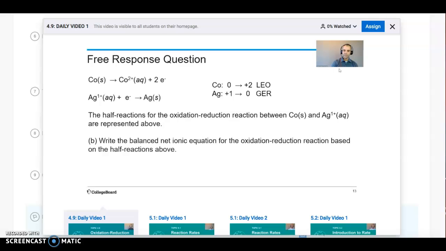Next, I want to write the balanced net ionic equation for the redox reaction. So I'm going to look at the electrons lost by the oxidation reaction and the electrons gained by the reduction half reaction and make sure those are equal. So if I multiply the oxidation half reaction by 1 and the reduction half reaction by 2, I can combine those two half reactions and see that the electrons lost and gained are equal to one another. And there's my balanced redox reaction.